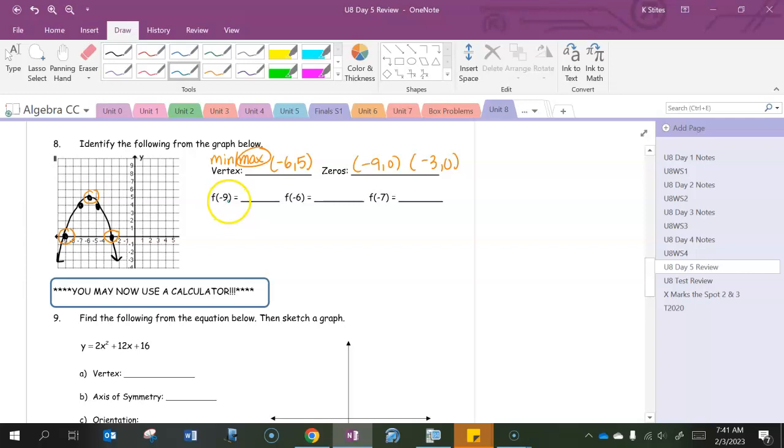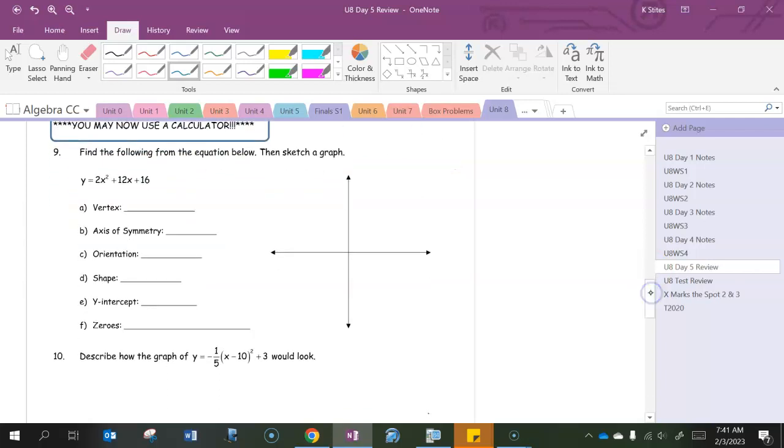So f of -9 means we're going to go to -9 on the x-axis and find the graph, and we're just at 0. F of -6, go to -6, go up to the graph, and we're at 5. F of -7, find -7, go up to the graph, and you're at 4.